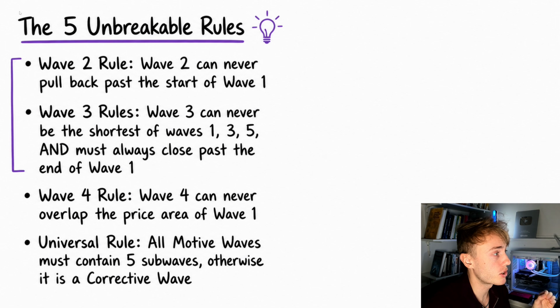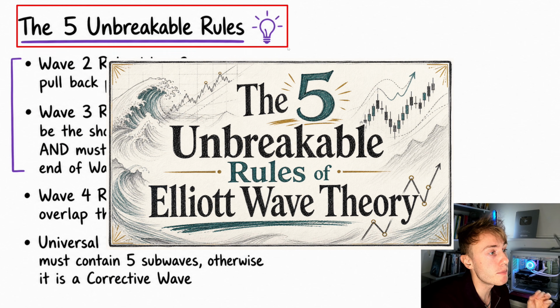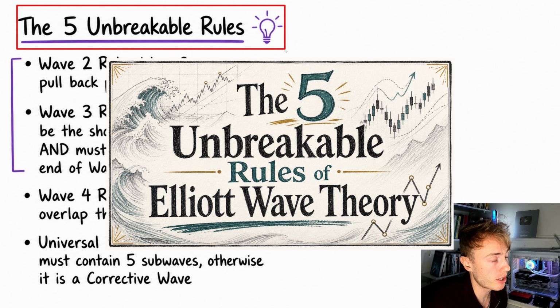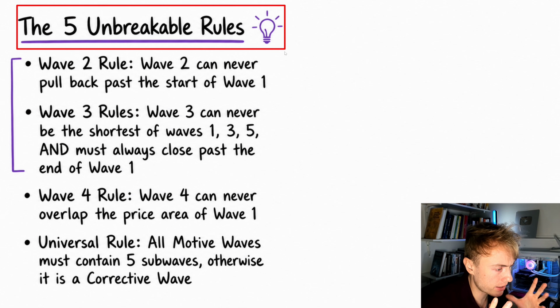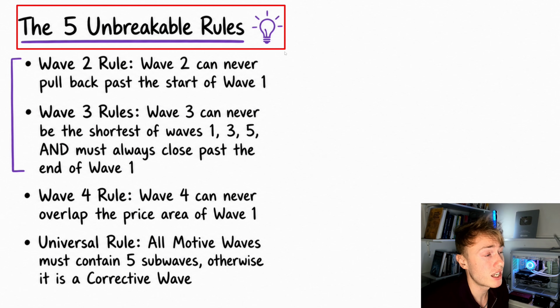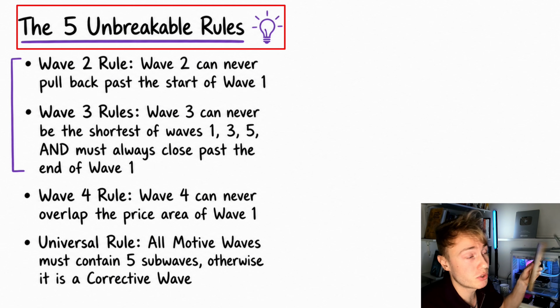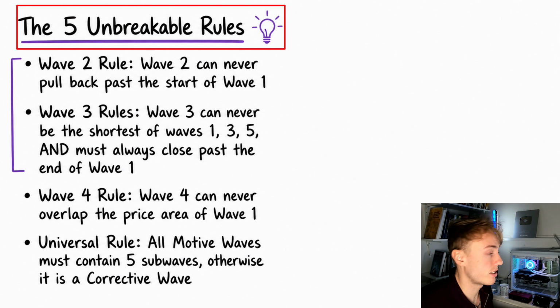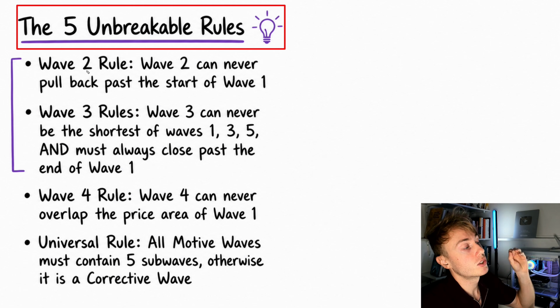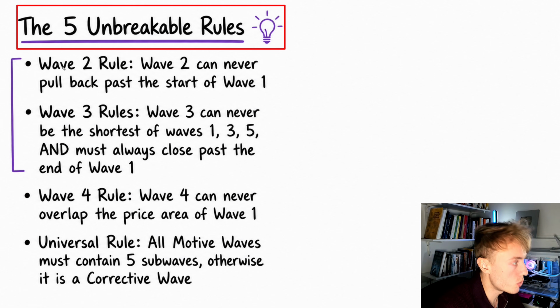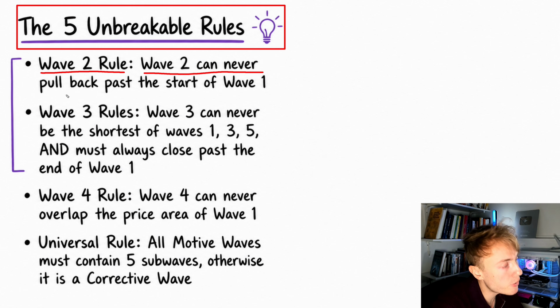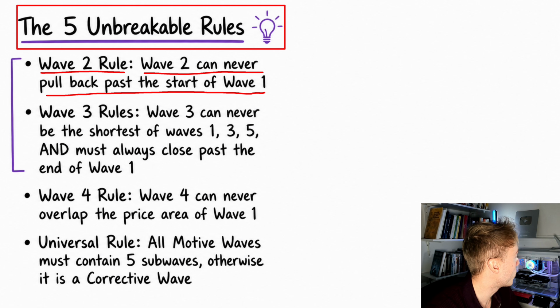Right, so now the time has come to the 5 unbreakable rules of Elliott Wave theory. These are not even rules, they are laws that need to be true here. So make sure to really pay attention, get your notebook ready, because these rules you really need to know. The first rule is the wave 2 rule, and this one states that wave 2 can never pull back past the start of wave 1.